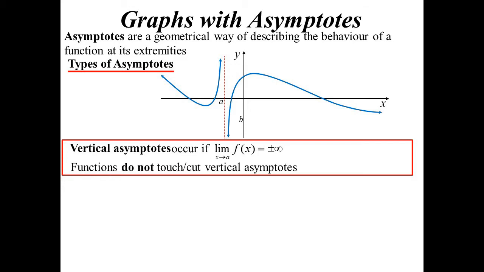With the vertical asymptotes, functions do not touch or cut them because they are exclusions in the domain. So there's no way the curve will cut or touch the vertical asymptote.